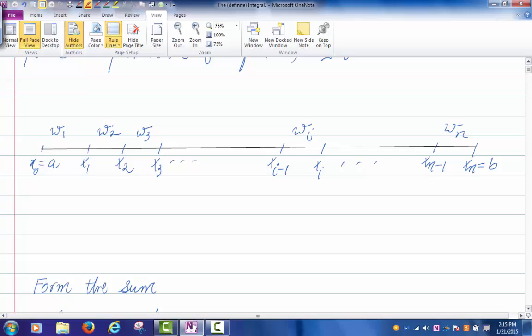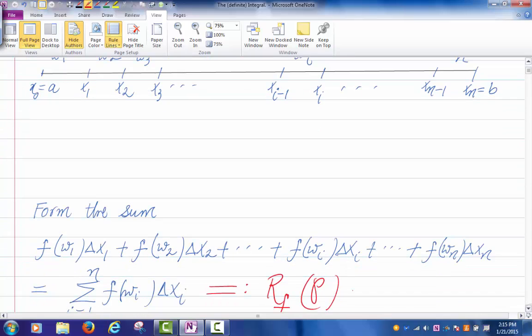Now I'm going to form a sum. What sum? So in order to form the Riemann sum, this is what we're going to do. We are going to evaluate the function f at the sample point W1 and then multiply the value of that by the length of the first subinterval. So delta x1 here represents the length of the first subinterval. So f of W1 multiplied by the length of the first subinterval.